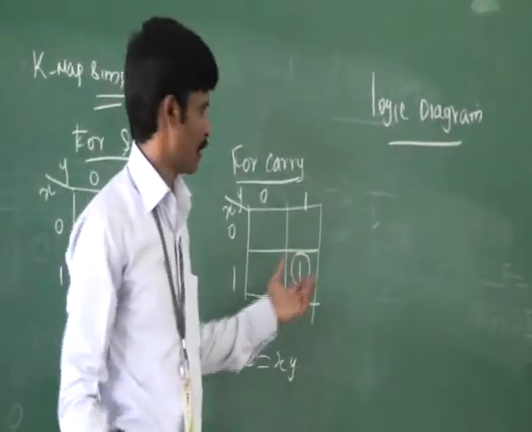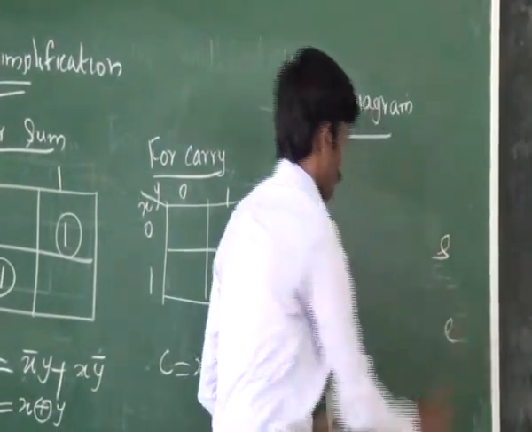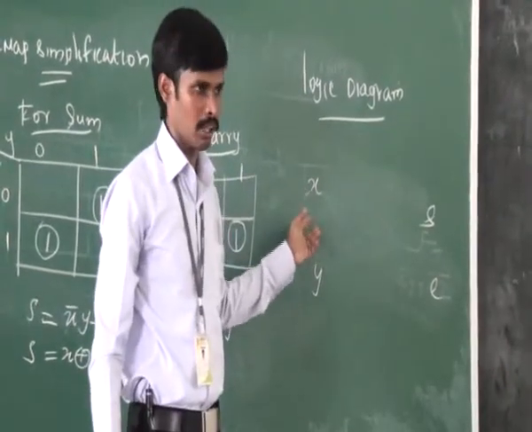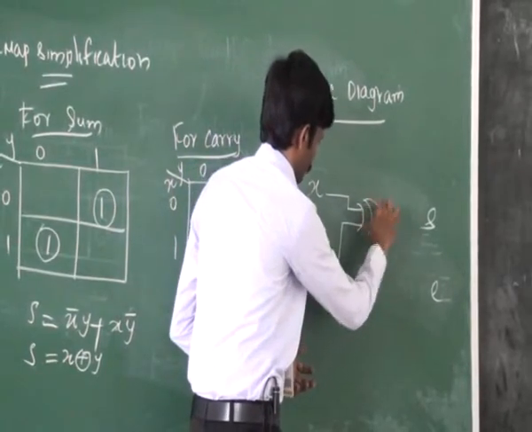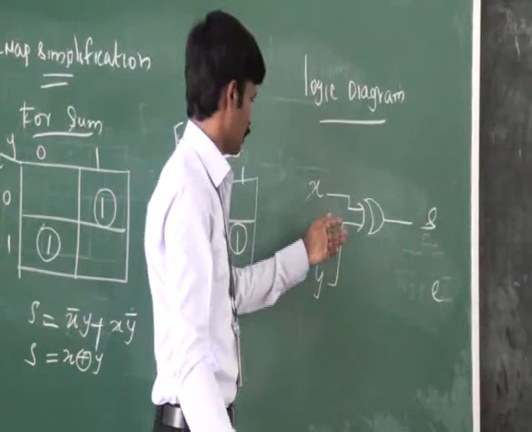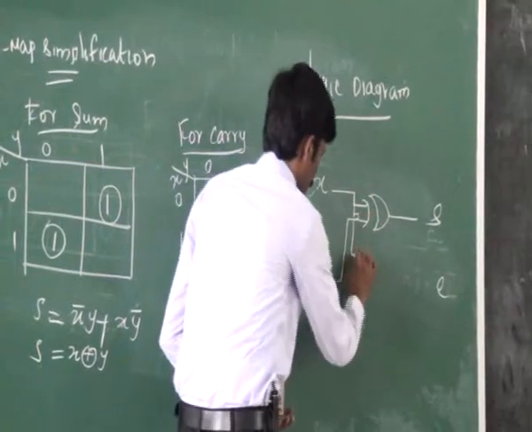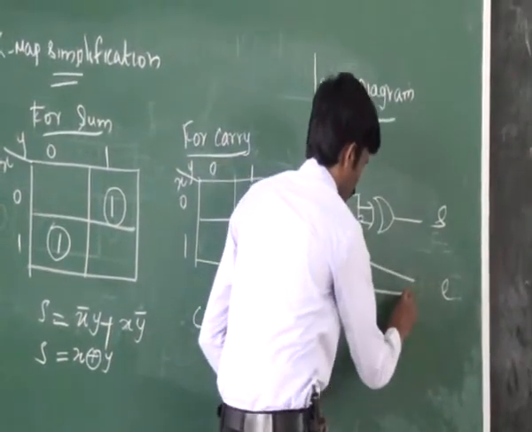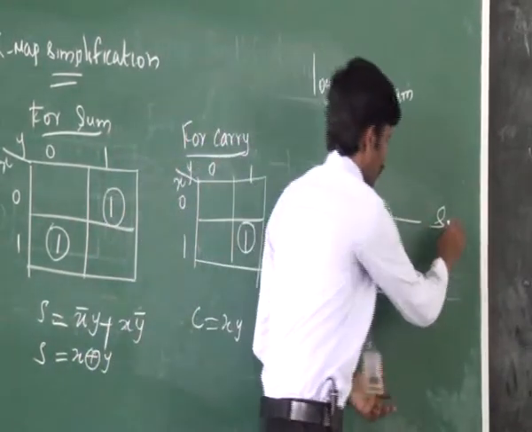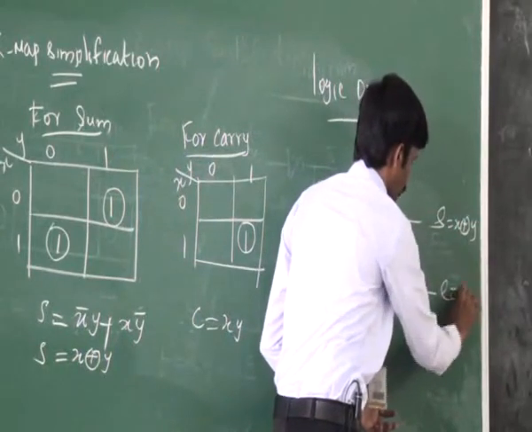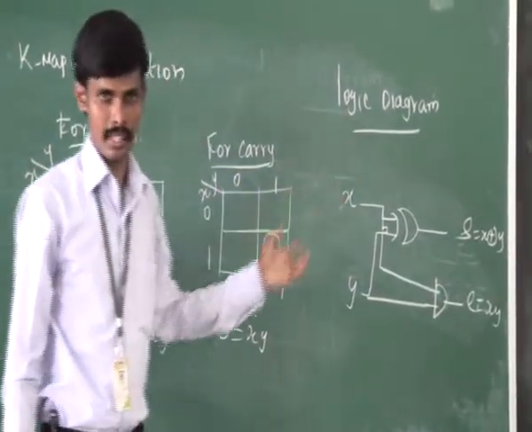Here we have two input variables x and y and two outputs, sum and carry. The sum expression will be S is equal to x XOR y. Then the carry expression will be C is equal to x into y. Now the sum is S is equal to x XOR y, and carry is equal to x into y. This is the logic diagram for half adder. Next, let us see the full adder.